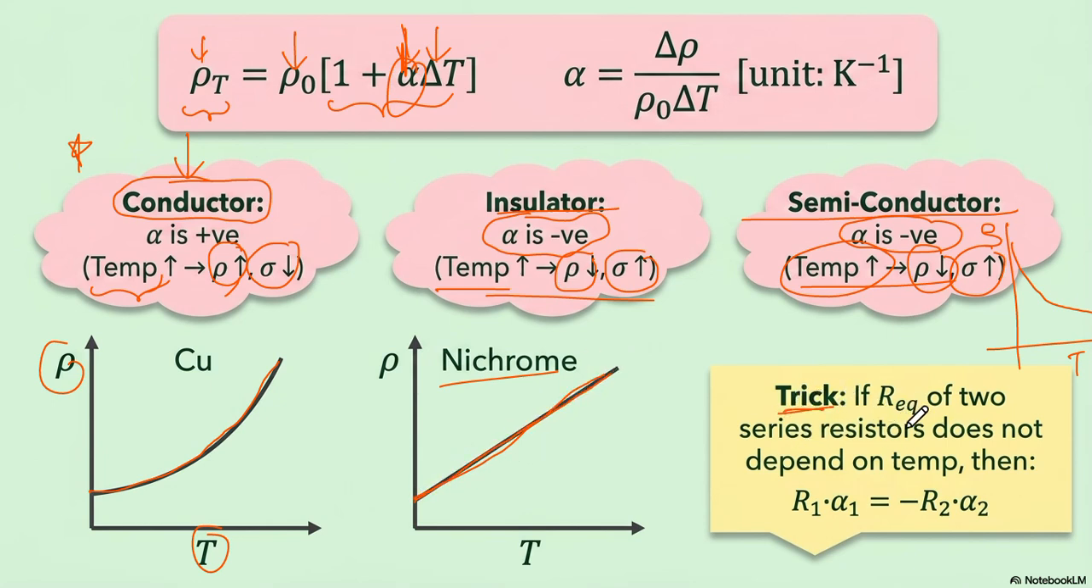And here one trick is given: if the equivalent resistance of two series resistors does not depend on the temperature, then this relation will work. And one more thing, this alpha is called the temperature coefficient, so the SI unit of that is nothing but Kelvin inverse. And this is the direct formula. Suppose a numerical comes and you have to find out the value of alpha, then just take the change of resistivity upon original resistivity and change of temperature.